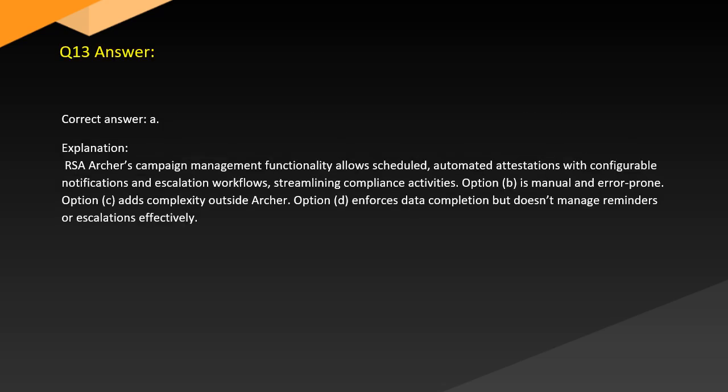Answer. Correct answer: A. Explanation. RSA Archer's campaign management functionality allows scheduled automated attestations with configurable notifications and escalation workflows, streamlining compliance activities. Option B is manual and error-prone. Option C adds complexity outside Archer. Option D enforces data completion but doesn't manage reminders or escalations effectively.